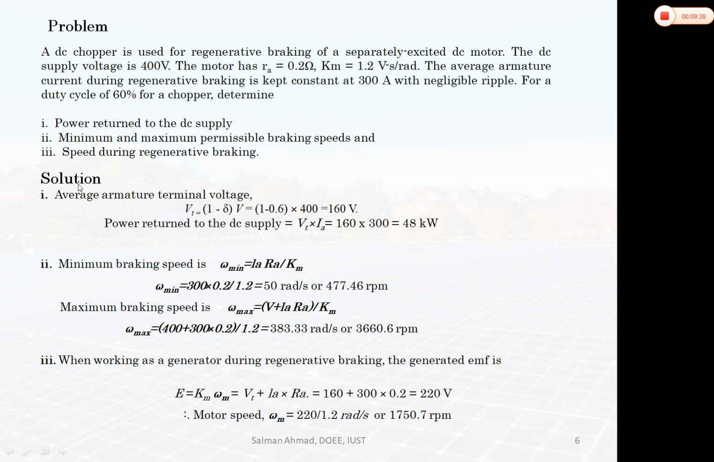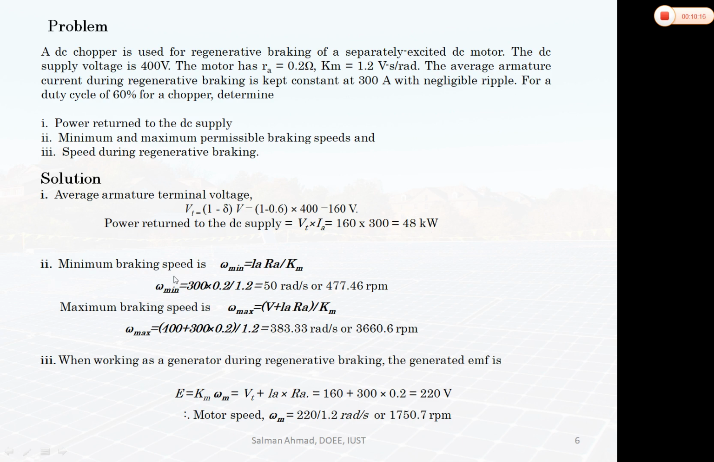So first we have to find the average armature voltage, that was 1 minus duty cycle times V. So duty cycle is 60%, so we can take 0.6. So 1 minus 0.6, voltage is given 400 volt, so we are getting terminal voltage to be 160 volt. Now terminal voltage multiplied by terminal current will give the power delivered to the source. So power returned to DC supply will be 160 into 300, that is given constant and it is ripple free, so that comes to be 48 kilowatt.